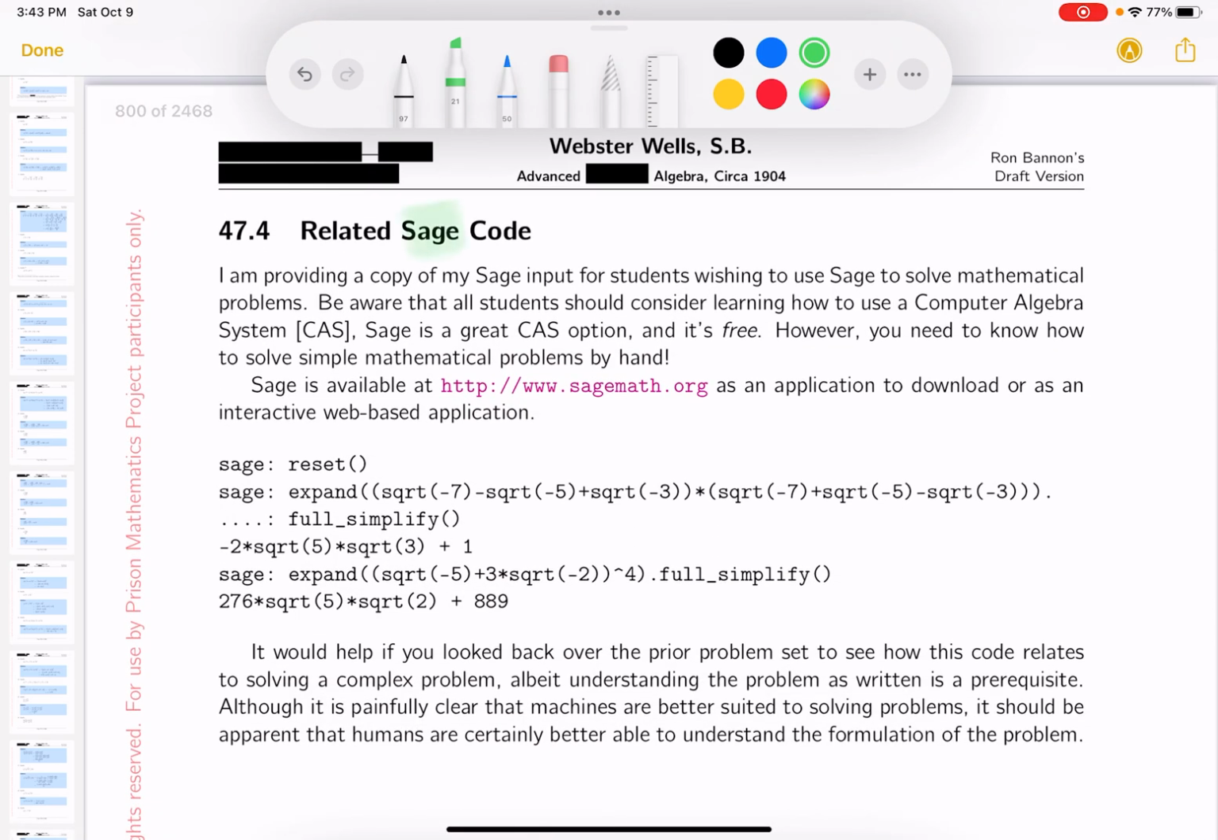Then you get to the SAGE business. What's that? You've heard this a million times. It's Computer Algebra System, or CAS for short. It's open source software. That's the website. You can either download or use the web-based application. And we suggest you try this code.